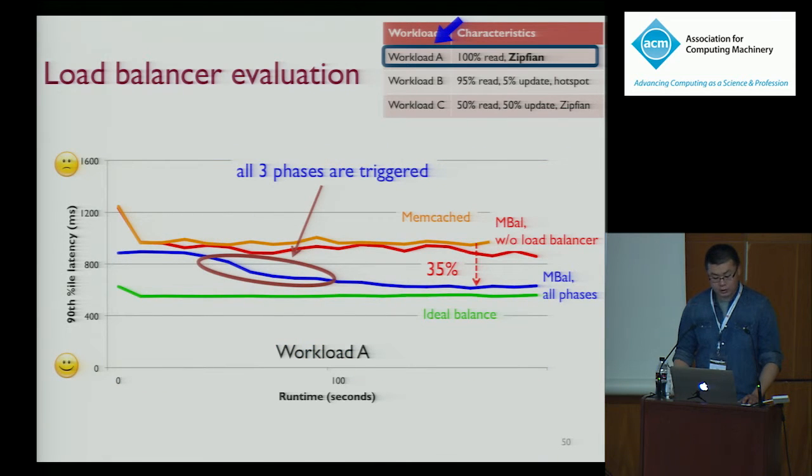To zoom in, recall that workload A is 100% read with Zipfian distribution. Hence, all three phases are triggered within this workload, and it can successfully bring down the tail latency by as much as 35%.